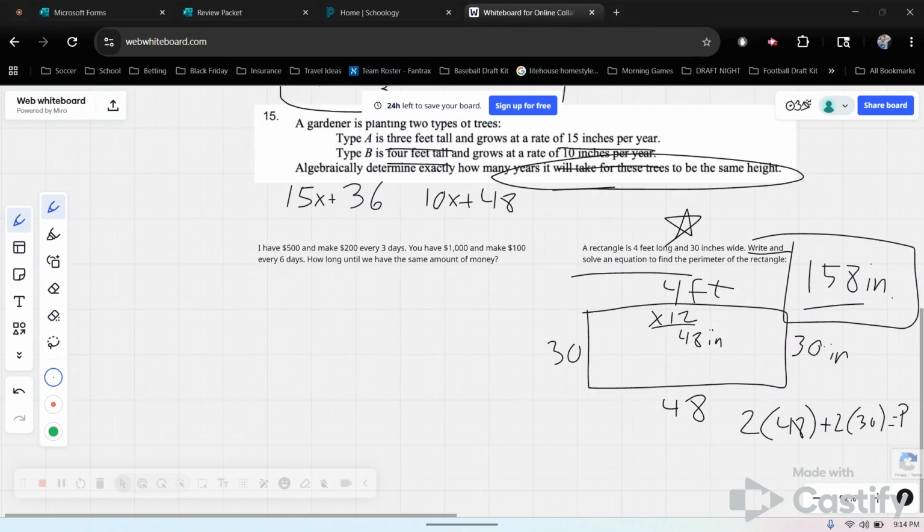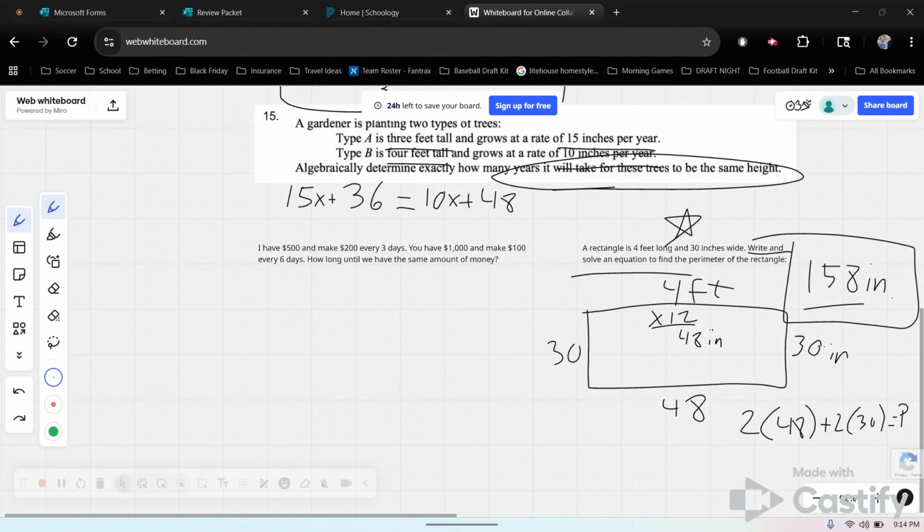And so if I want to know when are these 2 trees going to be equal to each other, the fastest way to do that is to say tree A's height and tree B's height are equal. And then you just solve that problem out and it'll tell you when they're equal. So similarly, again, pause, try it, make sure that you get this right.